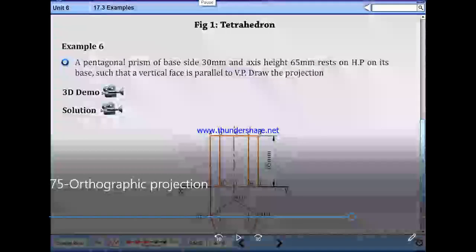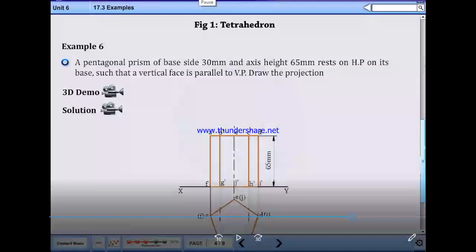Welcome to online lessons, engineering drawing, the continuation of the previous one. Now example 6, tetrahedron. Now read the example, note down.